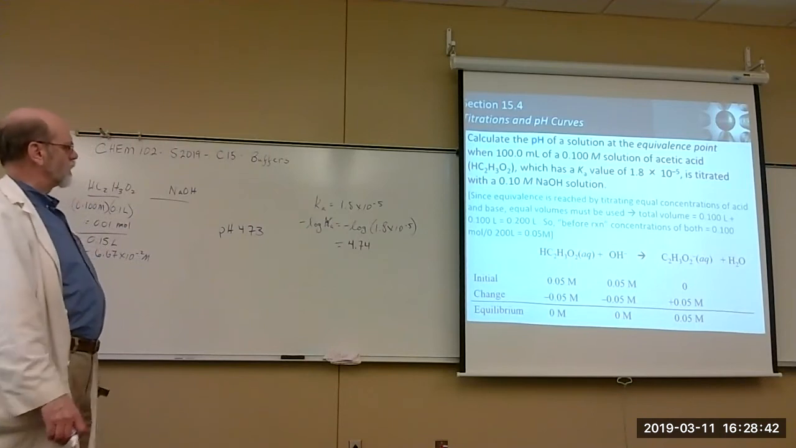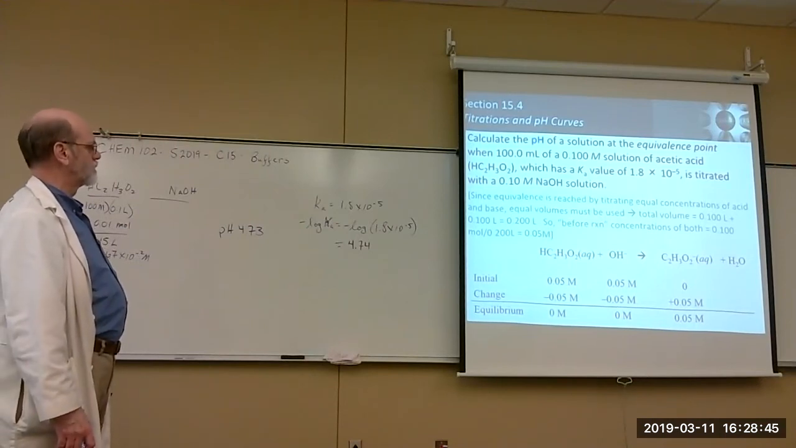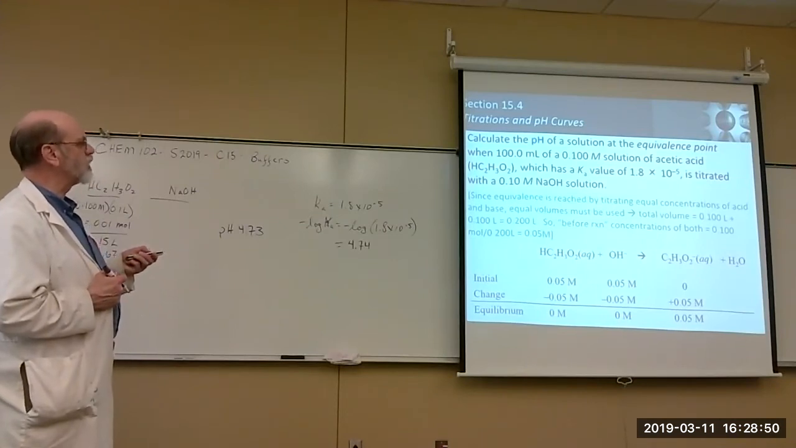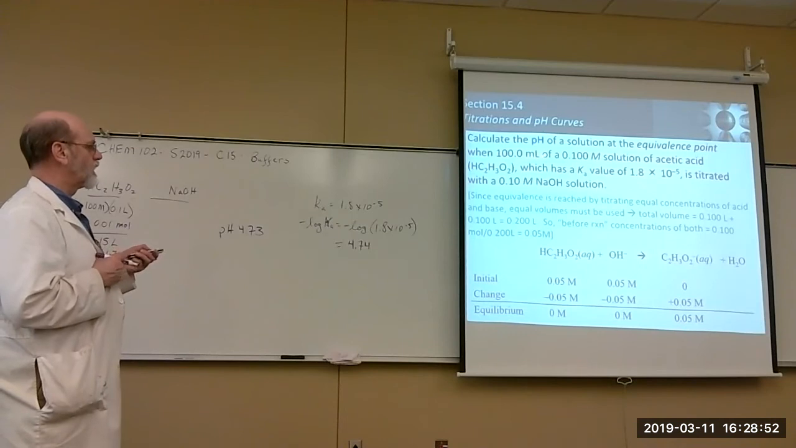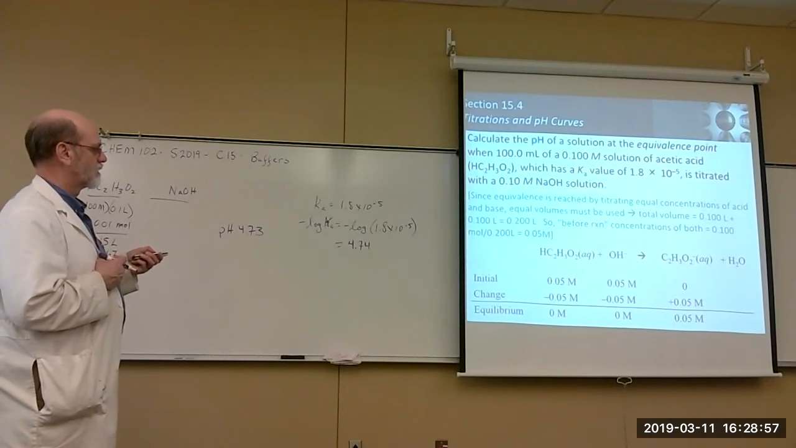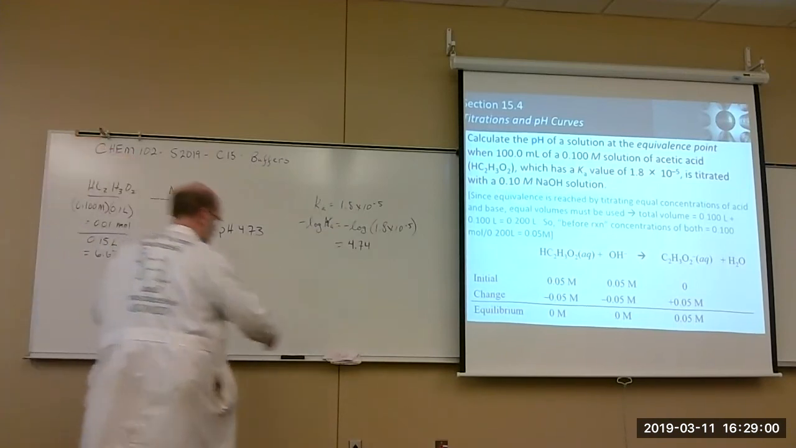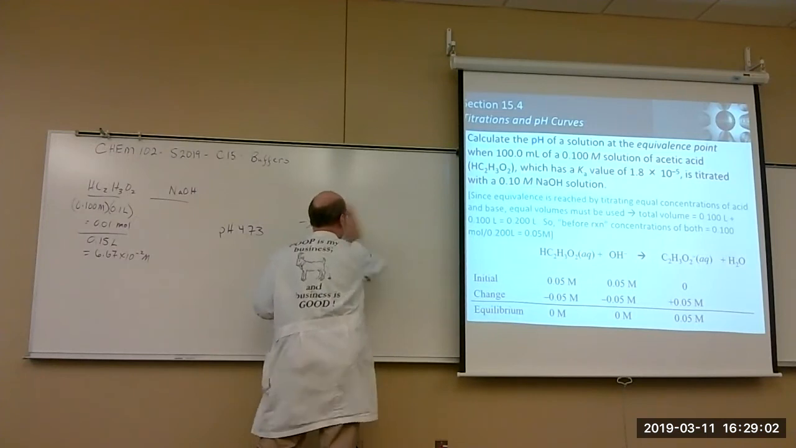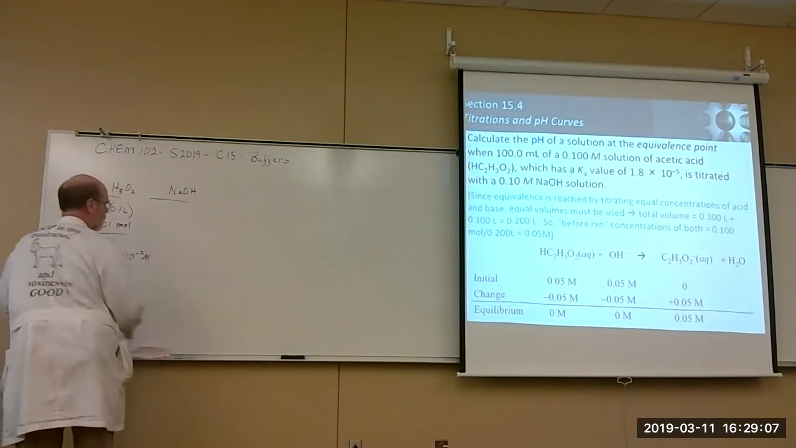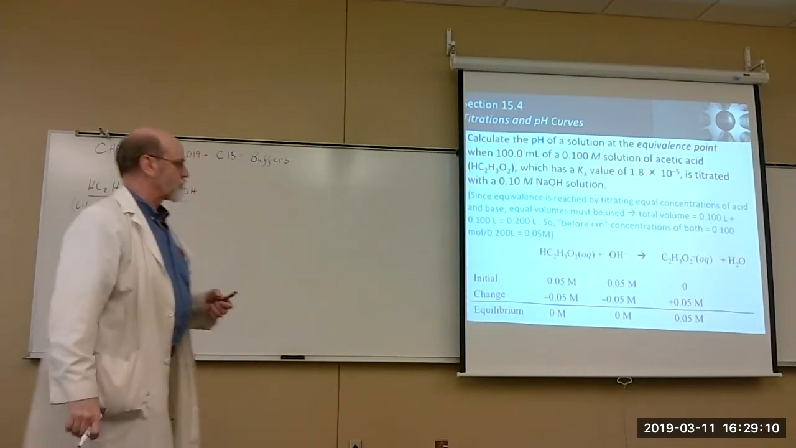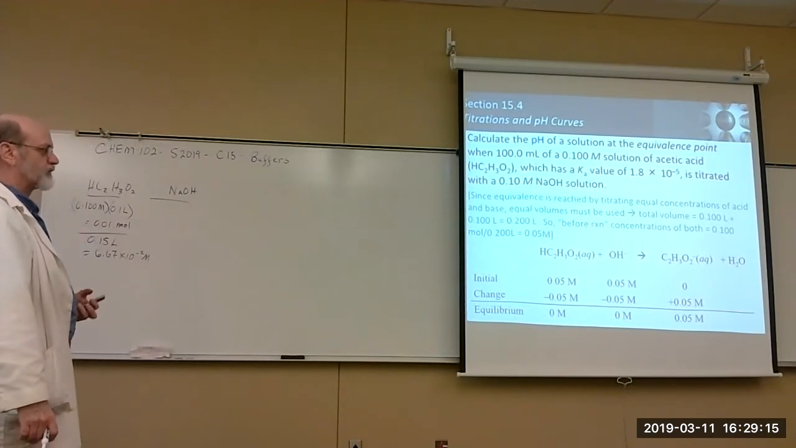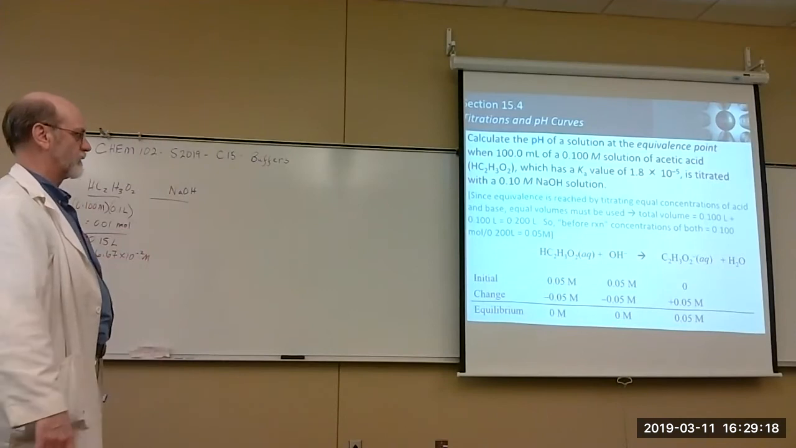Let's see. Didn't we just work this problem? Calculate the pH of the solution at the equivalence point when 100 milliliters of 0.1 molar acid is titrated. We'll leave that there. This problem now is not what I'd consider an equilibrium problem. This is pure stoichiometry.